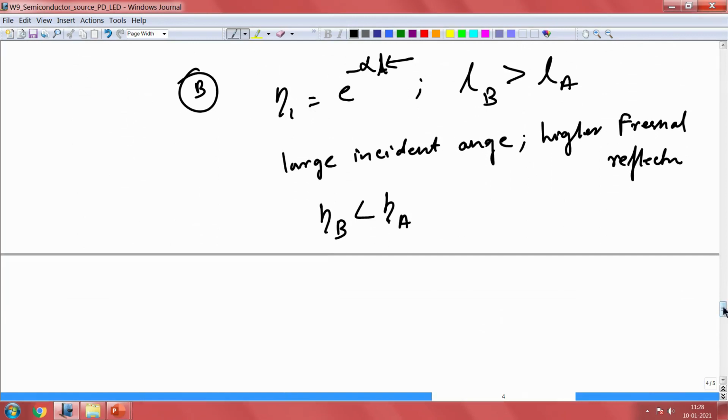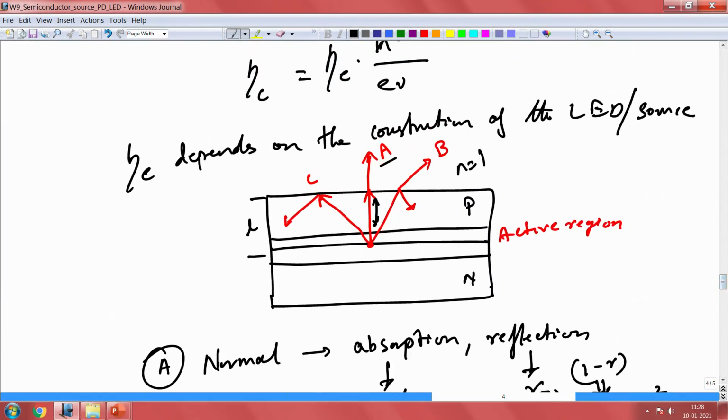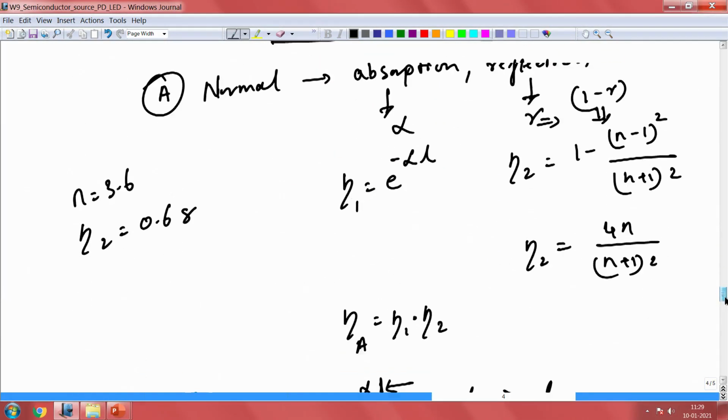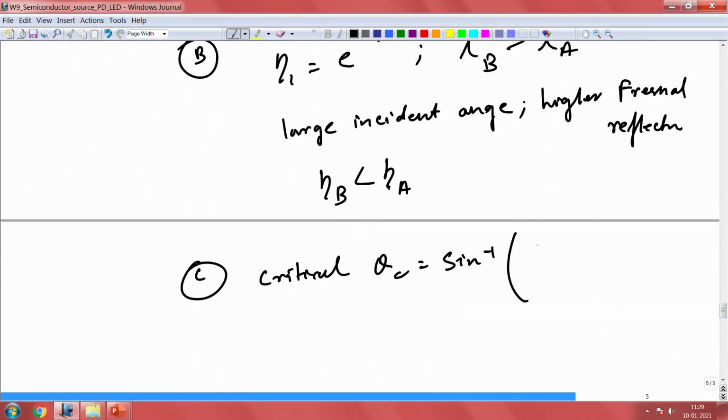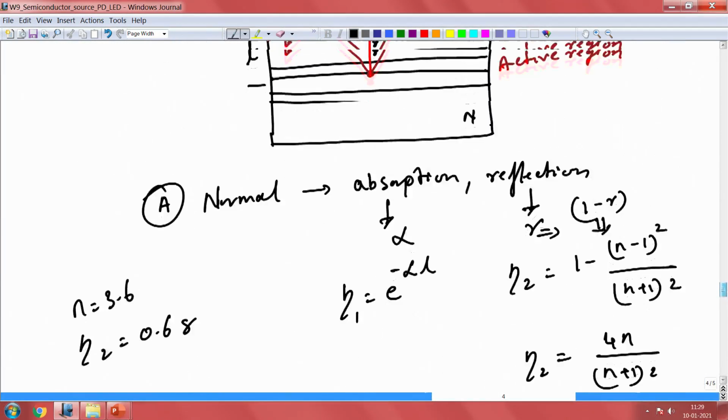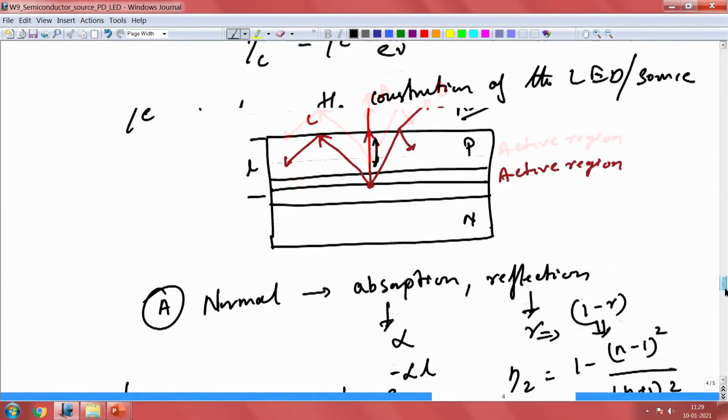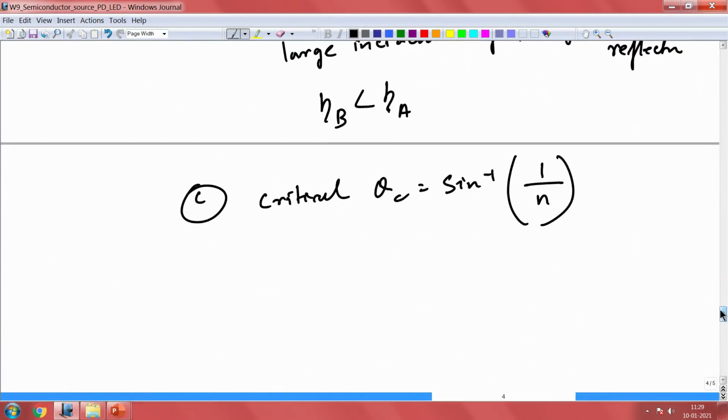So, let us look at the other scenario, that is C. C, as you can see here, has total reflection, total internal reflection. So, then let us calculate that critical angle. The critical angle is given by sine inverse of 1 by n. So, this is our critical angle, because the refractive index of the medium is 1. Okay.